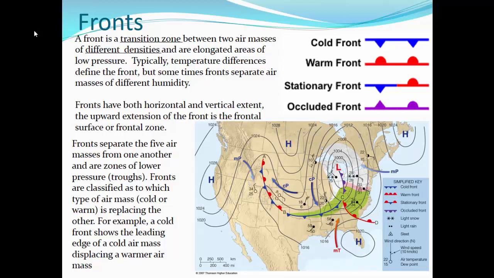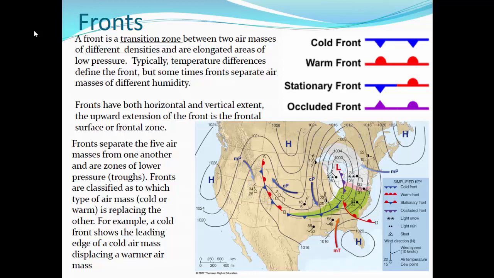Fronts have both horizontal and vertical extent, meaning looking at the surface weather map with our mid-latitude cyclone over the Great Lakes, an occluded front extending south, a cold front, then a warm front, and even a stationary front well back to the west. This is a surface weather map, and this gives you the illusion that fronts occur at the surface. But fronts not only have their horizontal extent that you can see, the elongated area of low pressure, but they also have vertical extent. They go up in the atmosphere. So fronts separate the air masses from one another and are zones of lower pressure. They're troughs of low pressure.